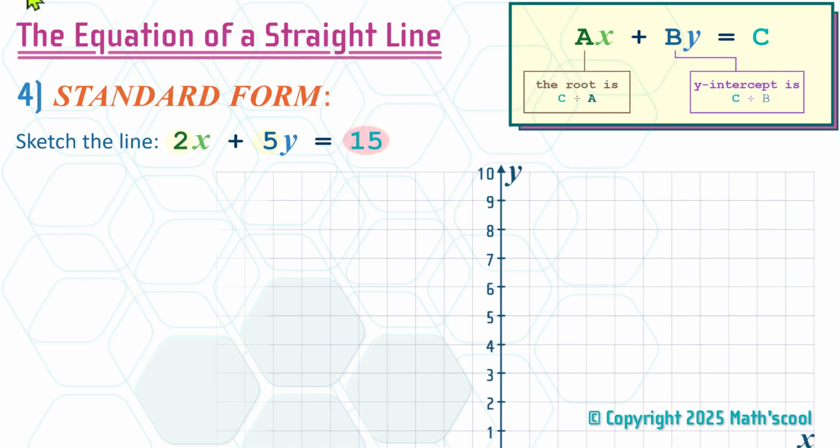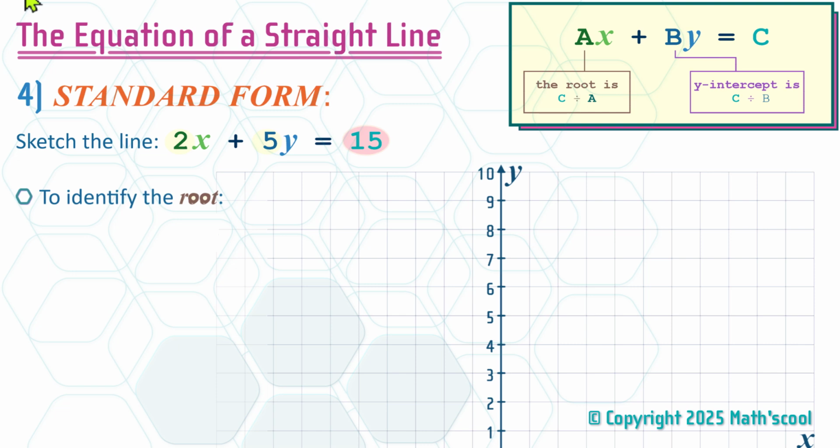The last way that they might write the equation of a line is called the standard form or the coefficients form. That's a number in front of the x plus a number in front of the y equals a number. And these are usually all integers. So that would be the standard form. They'd all be integers if possible. How do we sketch this line? So it does tell us the root is c over a, so this number divided by this number, and the y-intercept is c over b. Let's see why that's the case.